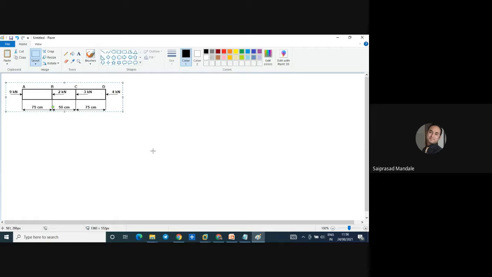Now first step. What is the first step? We have to draw a separate body, that is, a free body diagram. This is a loading diagram. Now I'm going to draw the free body diagram. So the free body diagram, it is like this is first.